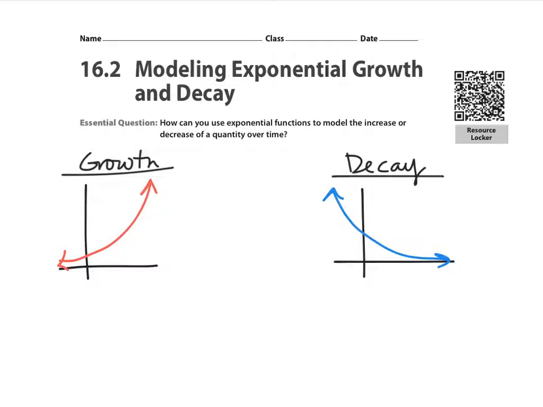So the two things that I want us to note here, though, that are new: domain is still going to be all real numbers. Remember, for the most part, our domains are always all real numbers.